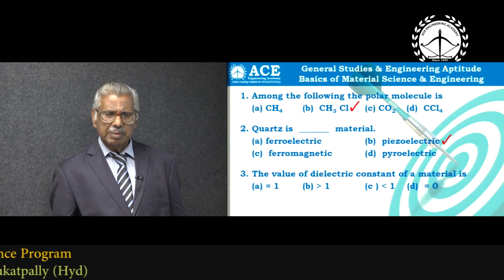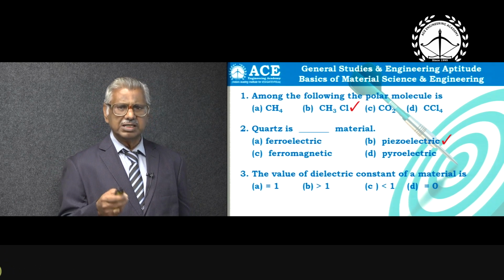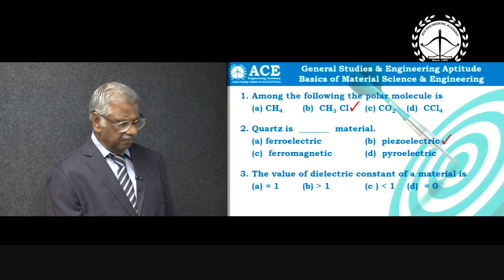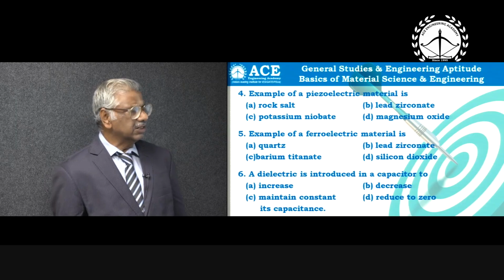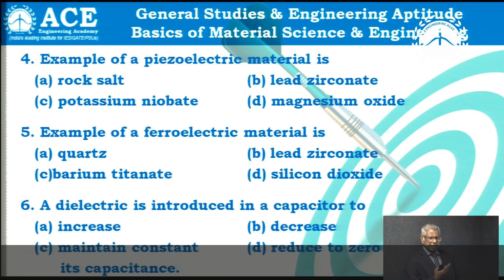Similarly, one of the parameters characterizing a dielectric is the dielectric constant actually. It is always, as you know, the value should be greater than 1 for any material. Now let us look at some examples of these kind of materials. Apart from quartz, we also have other materials.